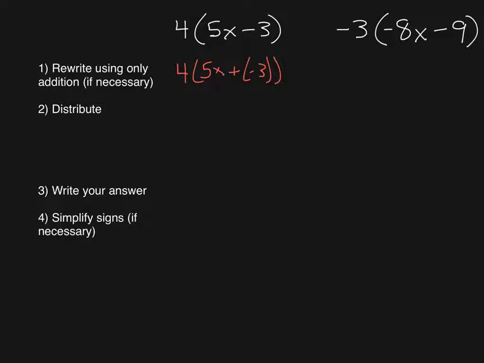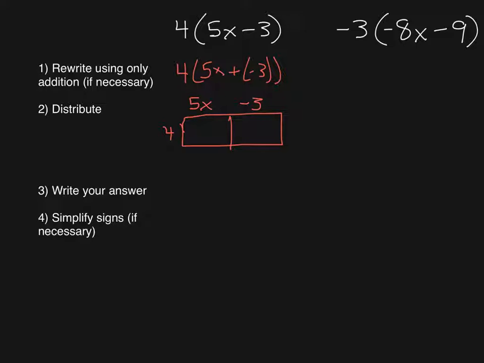Now I'm going to distribute. I'm going to set up my boxes for my area model. I'm going to label my width as 4. Now I have two rectangles. One of them is length 5x, and the other one has a length of negative 3.